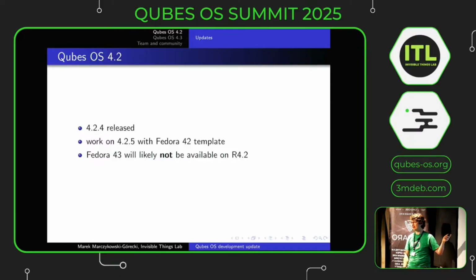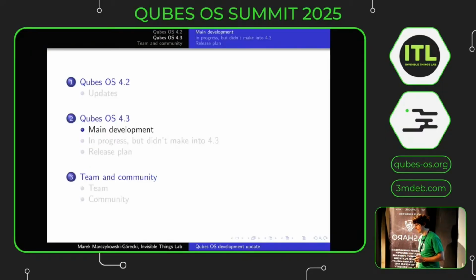I think this will be the last point release because in the meantime we are also working on Qubes 4.3. And we are also working on a new Fedora template. Fedora 43 is in preparation. I think the upstream status is beta. If I remember correctly, it's going to be released in some weeks. But that will probably not be supported on 4.2, only 4.3. We'll see, but yeah, that's the current plan.